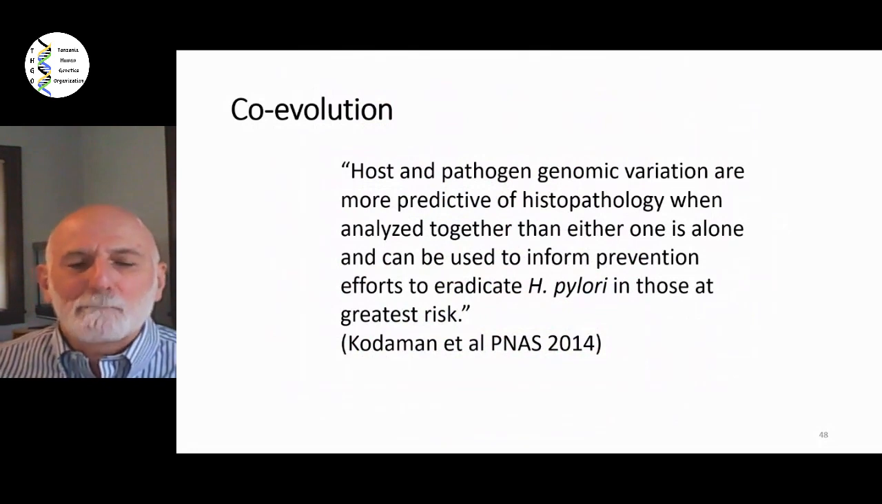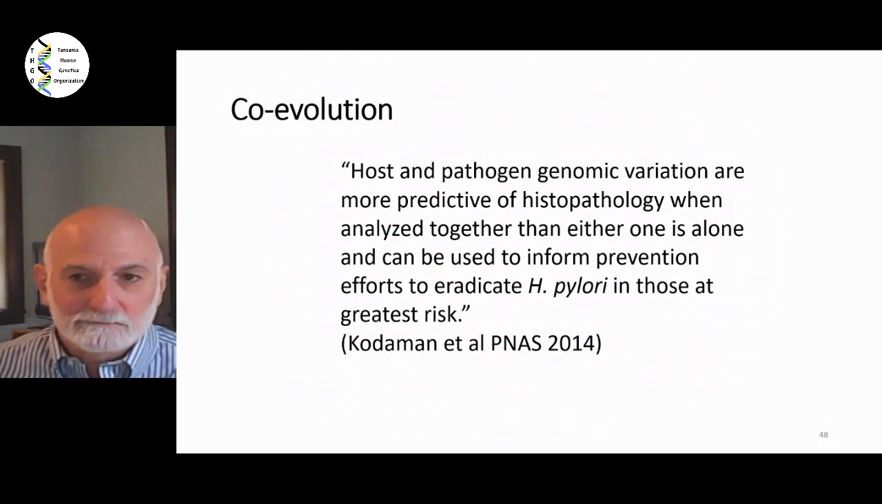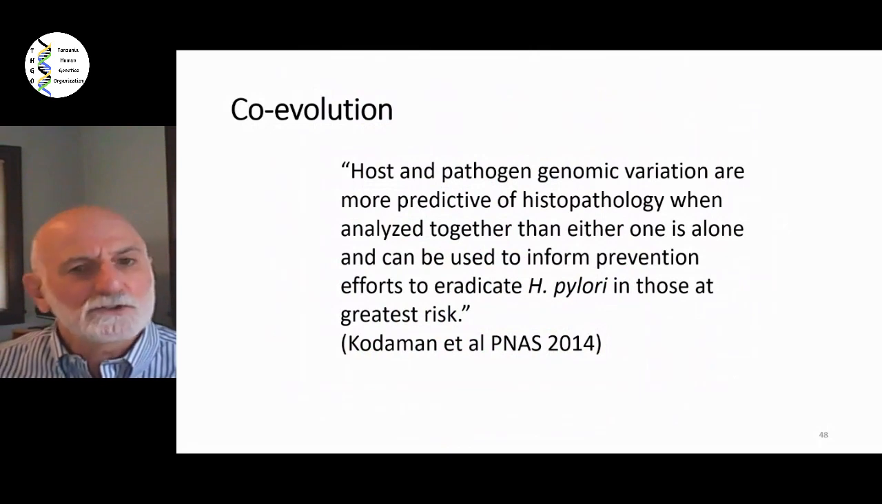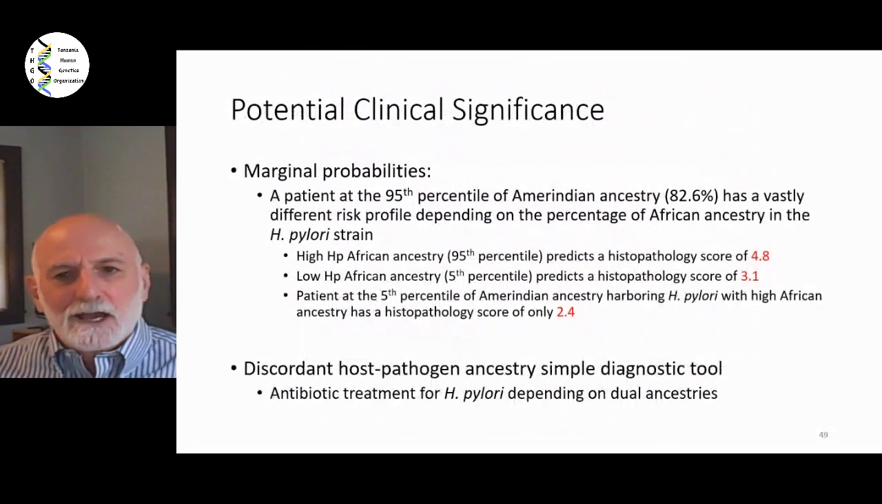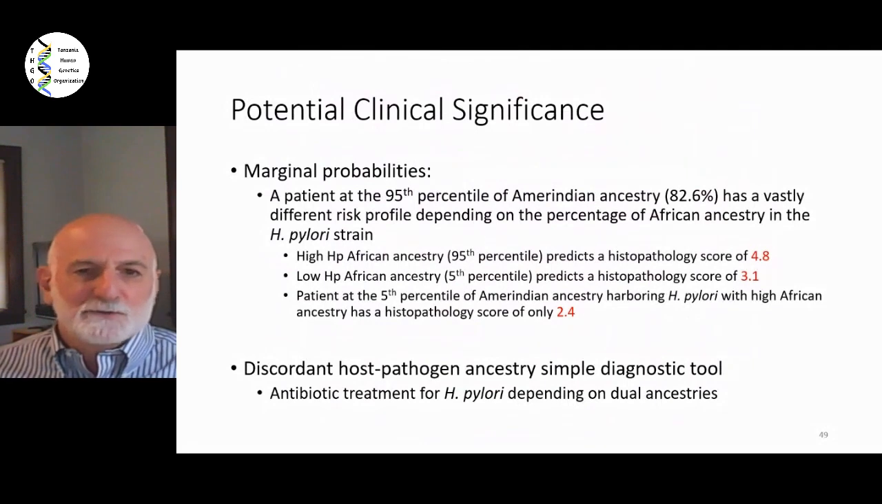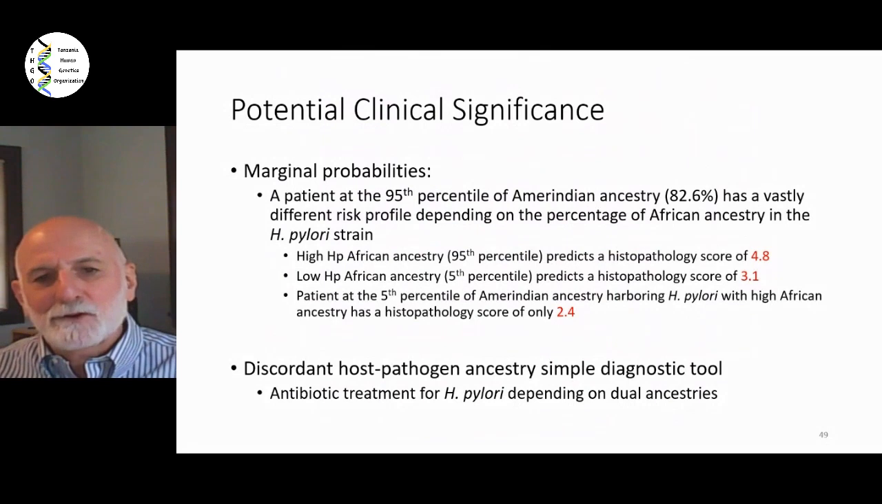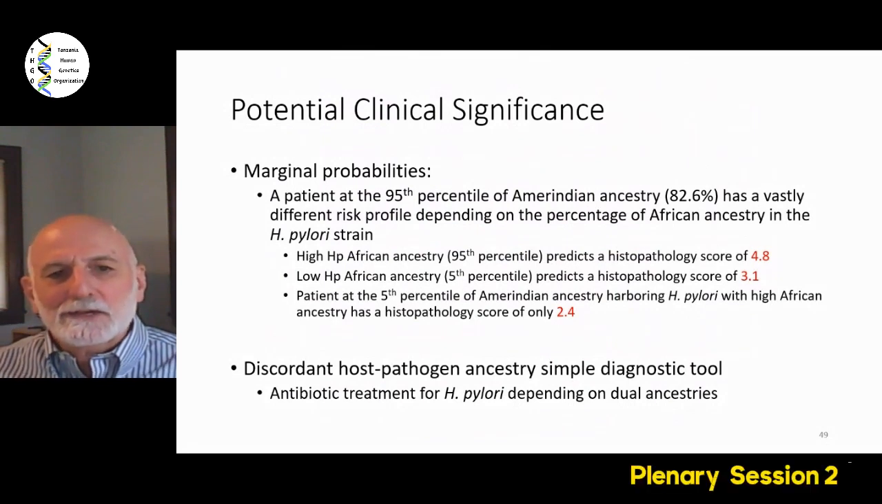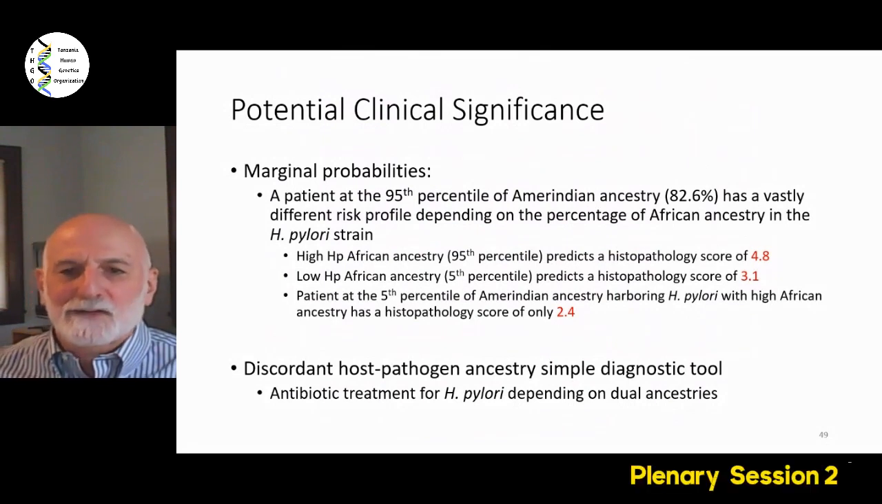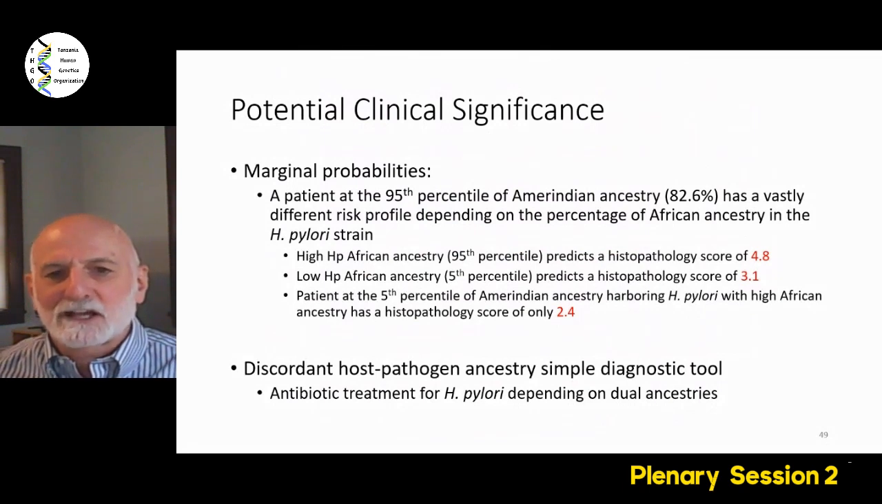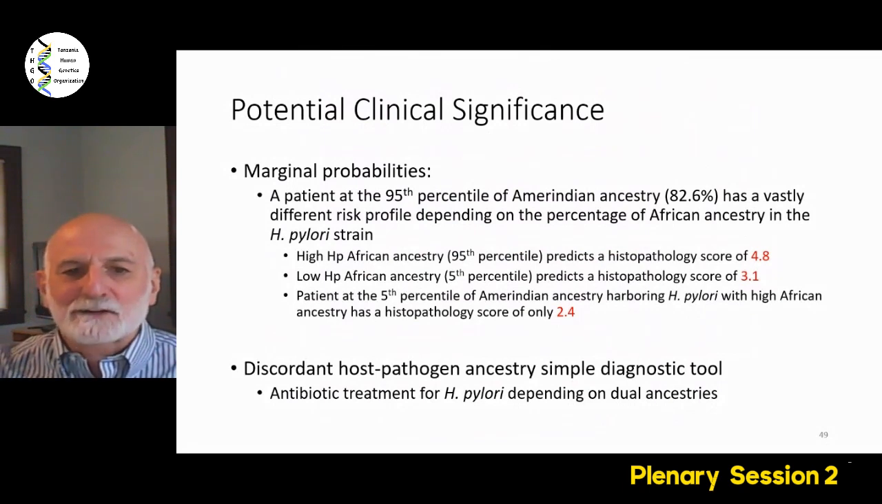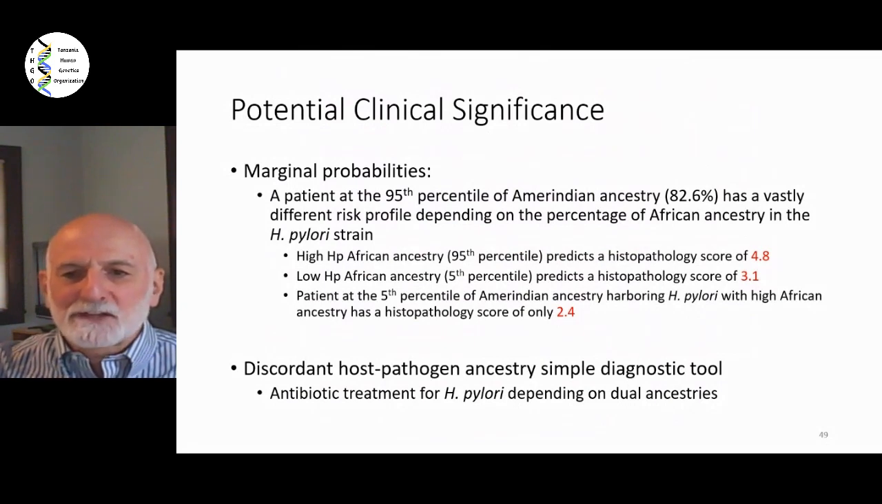It's being driven by being infected with the wrong strain, or being infected with a strain to which your genome is adapted. Now, does this have clinical relevance? Remember, more than 50% of the people in the world are infected, so why don't we just go and treat everybody? Well, the point is, can we figure out who's most likely to benefit from treatment? So we asked the question: the people who have the highest level of Amerindian ancestry, at the 95th percentile, if they had a high level of African ancestry H. pylori, they had a worse disease, whereas if they had a low level, they had a more benign disease.